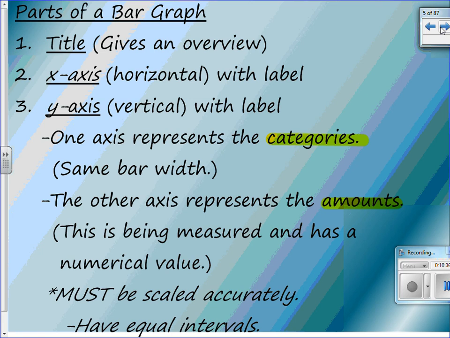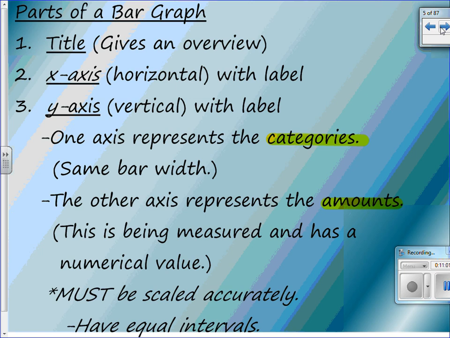So the bar graph needs to have the following to be complete. You have to give a title. The X is the horizontal axis, the Y is vertical. And you have to label one of the axes with categories and the other one with amounts. So the number of people with that particular quality.